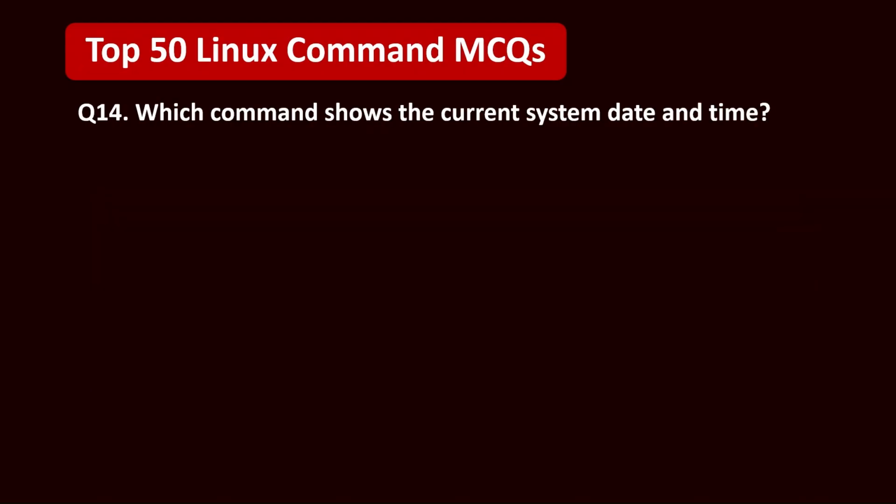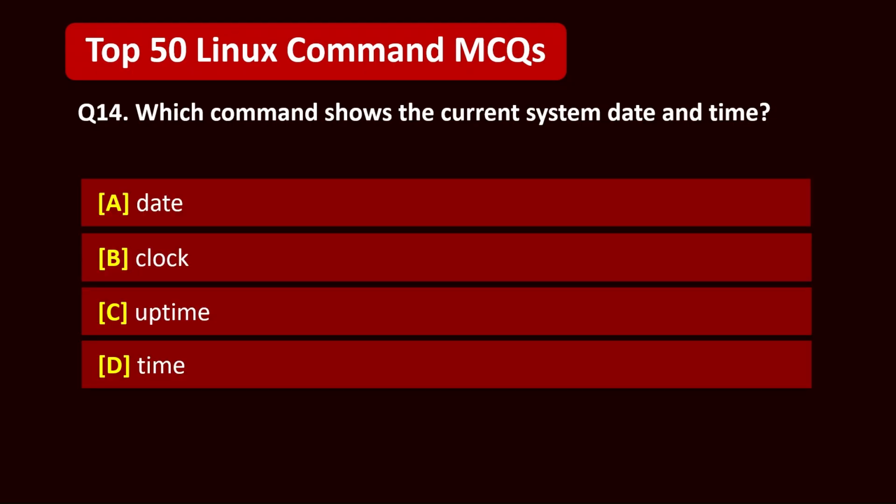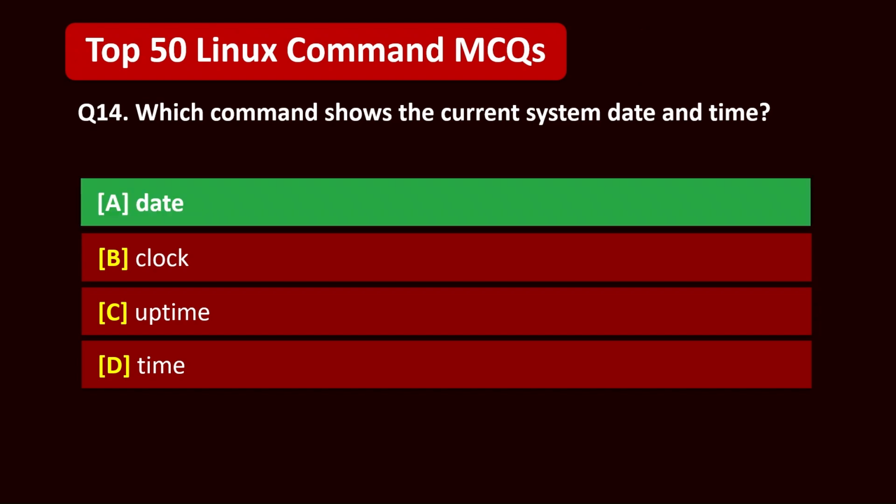Question 14. Which command shows the current system date and time? A. date, B. clock, C. uptime, D. time. 5, 4, 3, 2, 1. Correct answer is A. date.